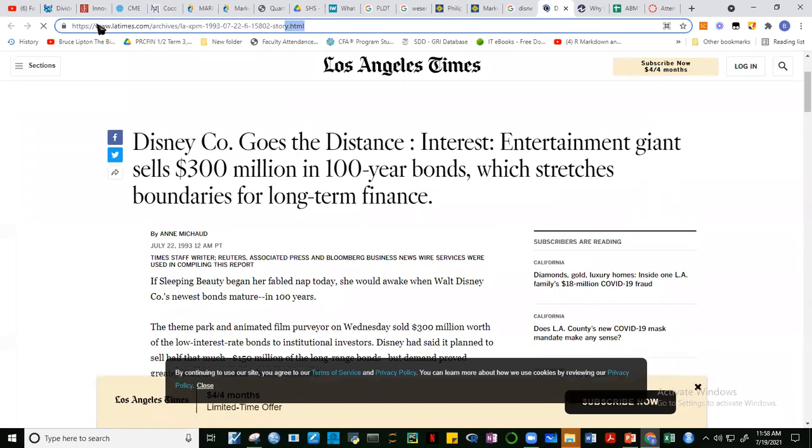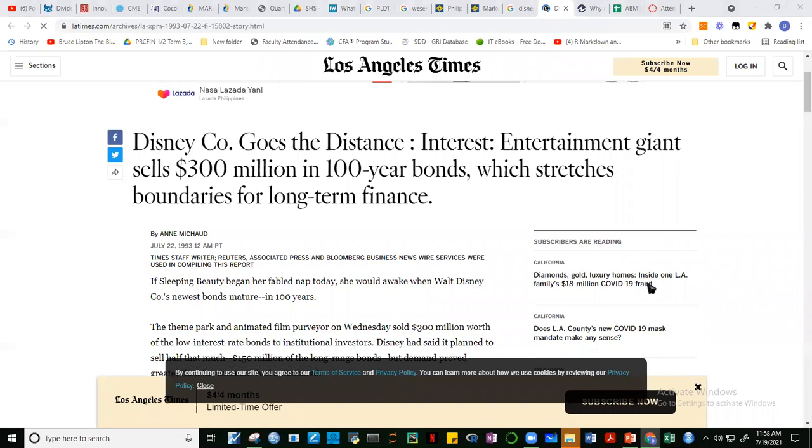Share ko na rin sa inyo to if you want to read on this. Hindi ko makopya. Control C. Okay. Yan, no? LA Times. Disney company goes a distance. Okay, 300 million. Umutang sila ng worth 300 million. 100-year bonds. Okay? We'll talk about long term.